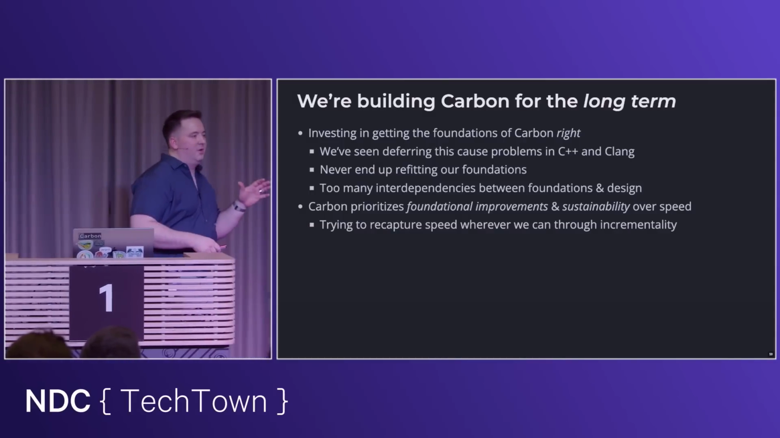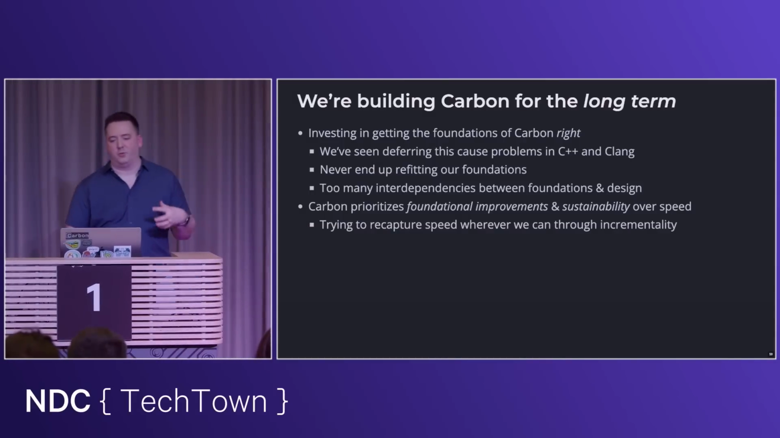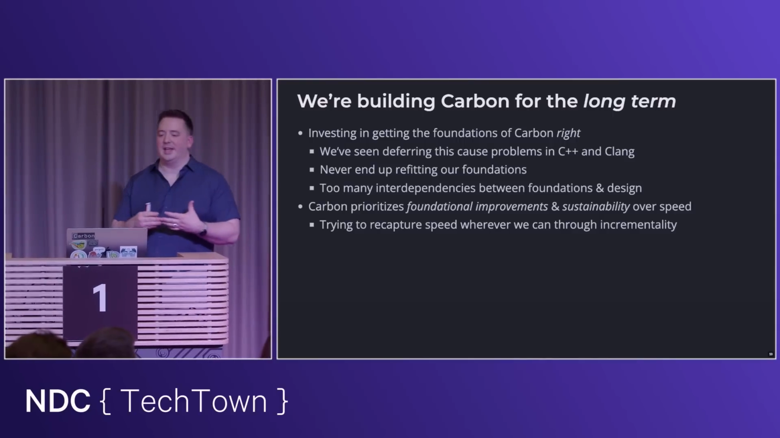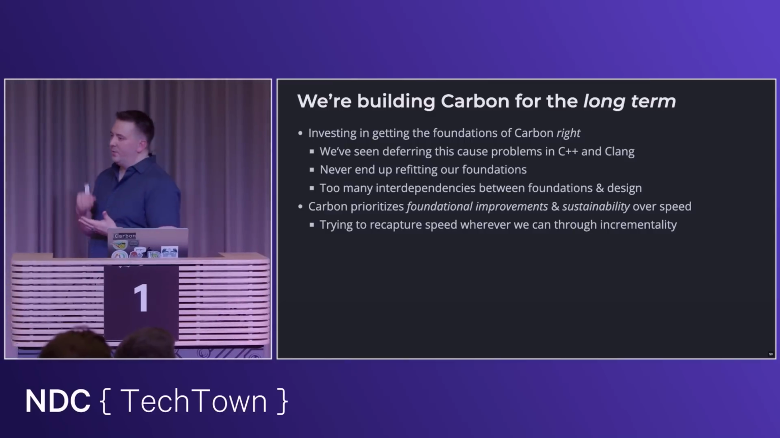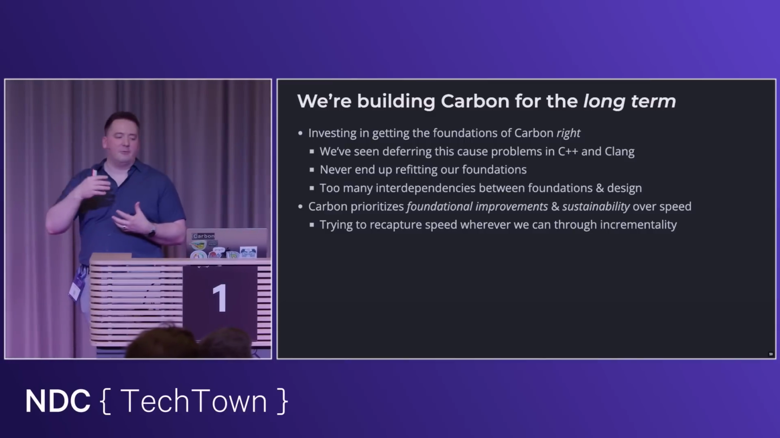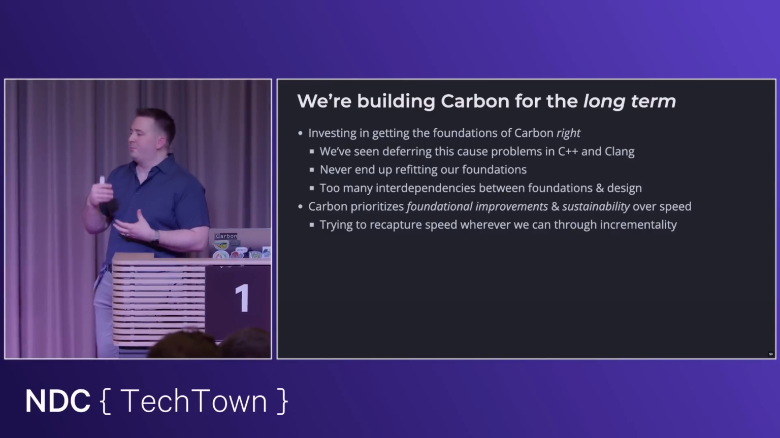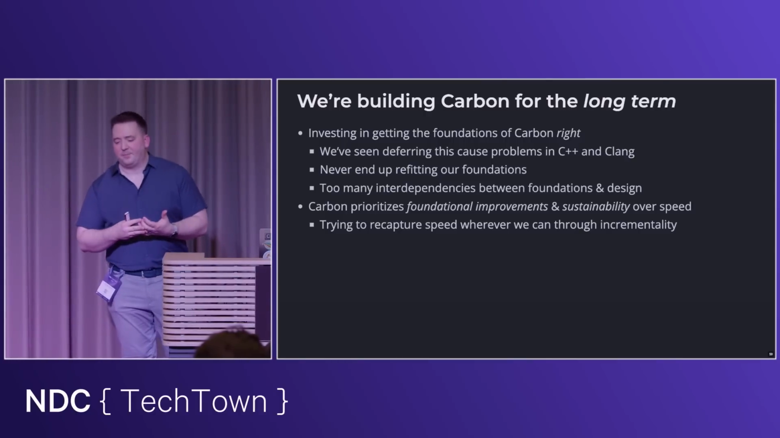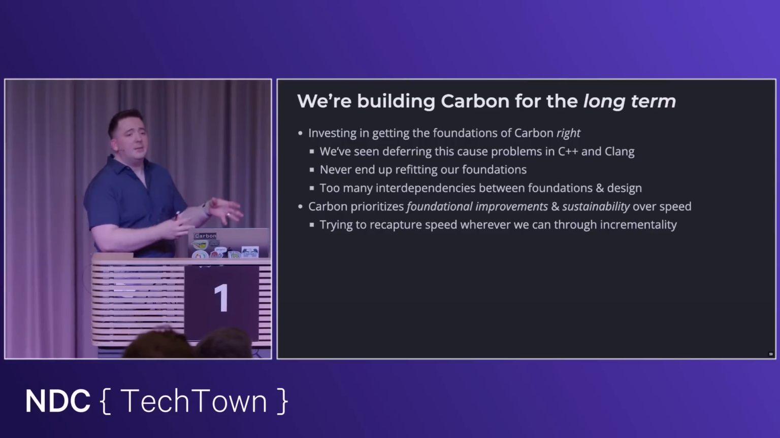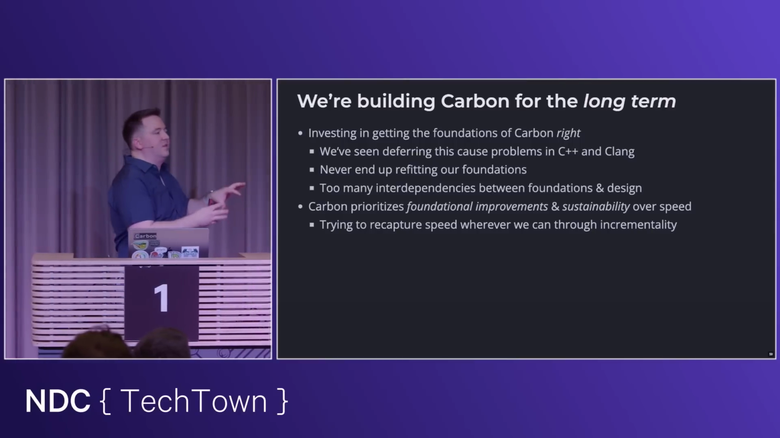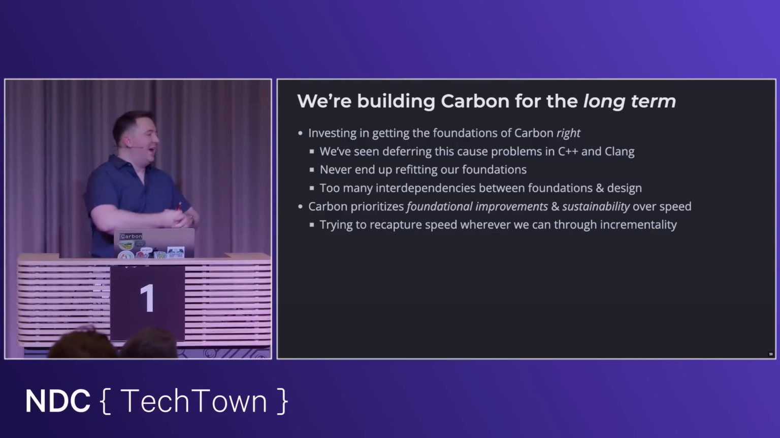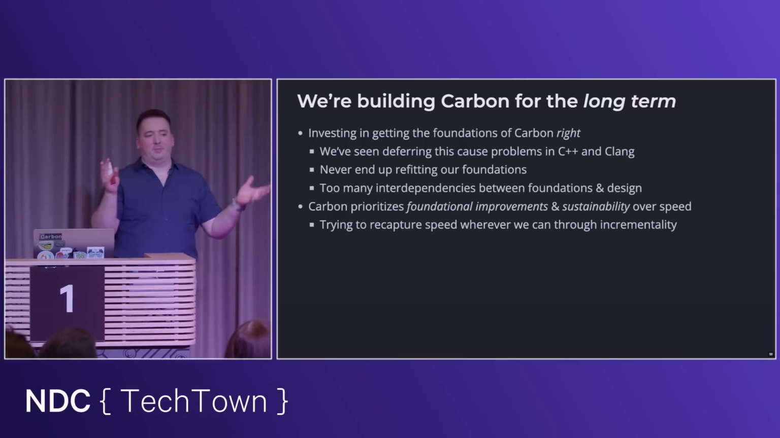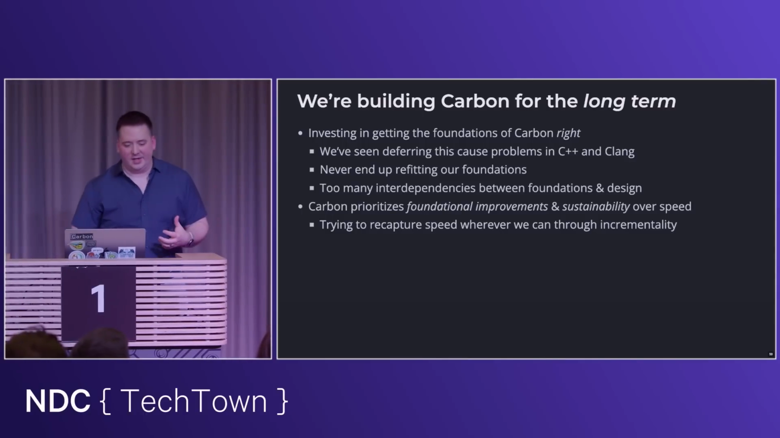At a higher level, though, we're not trying to race forward with Carbon, right? We're trying to build Carbon for the long term. We're trying to really get the foundations right. We've seen deferring foundational work cause problems for C++, cause problems for Clang over and over again. We never end up going back and actually refitting and fixing problems in the foundational work. Everything ends up building on top of them. There are too many dependencies. We give up and we live with the messy foundations there, right?